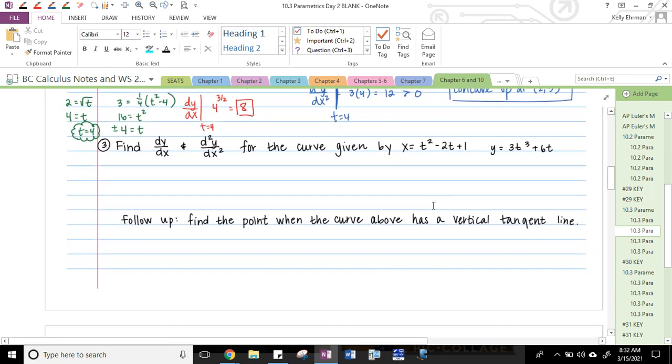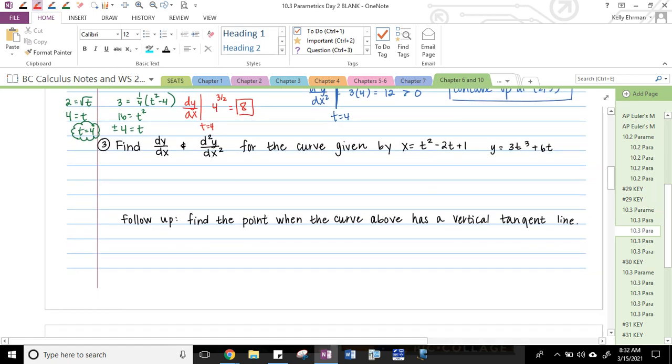All right, next example. Find the first and second derivative for the curve given by these two equations. Okay, so let's just start off. dy/dx is y prime of t over x prime of t. The derivative of y is 9t squared plus 6. And the derivative of x is 2t minus 2.